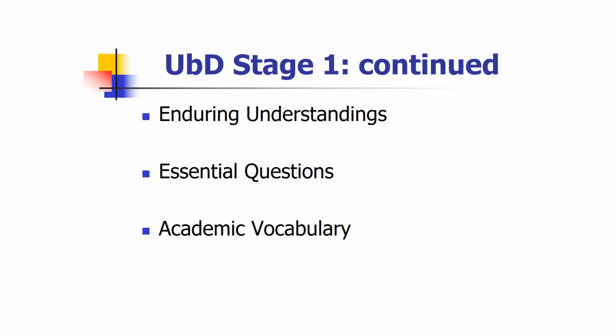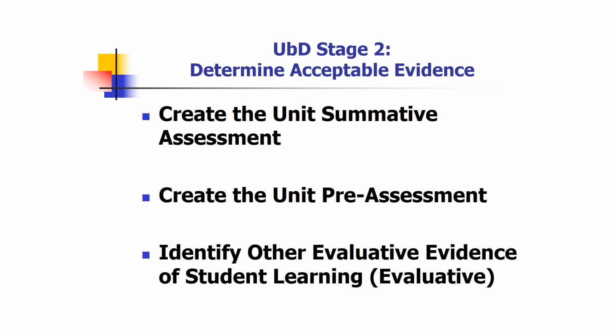The last 3 components to complete Stage 1 are to develop the enduring understandings, the essential questions, and the 6 to 8 academic vocabulary terms to be mastered in this unit. Once this is done, you have completed developing Stage 1 of your UbD unit. Stage 2 is all about creating the summative assessment, then the pre-assessment, and lastly, thinking about any other evaluative evidence to be included to show evidence of a student's learning.